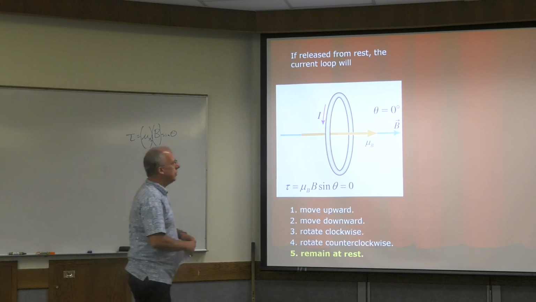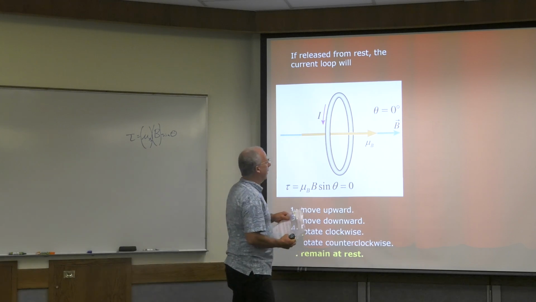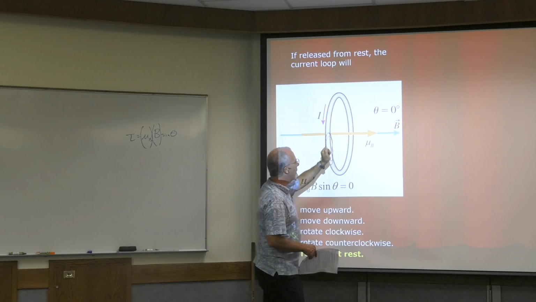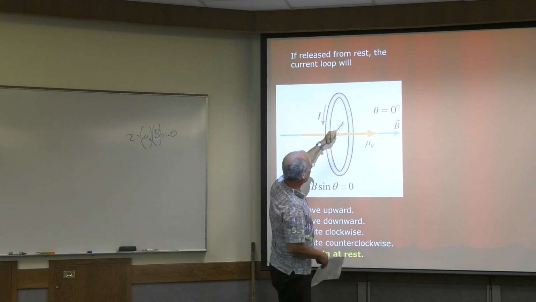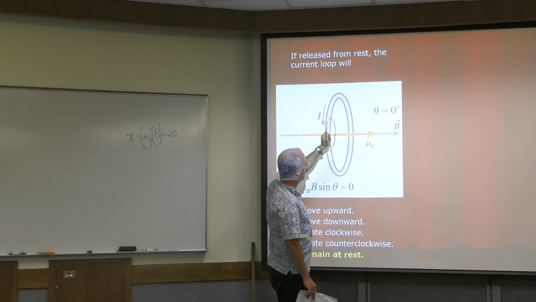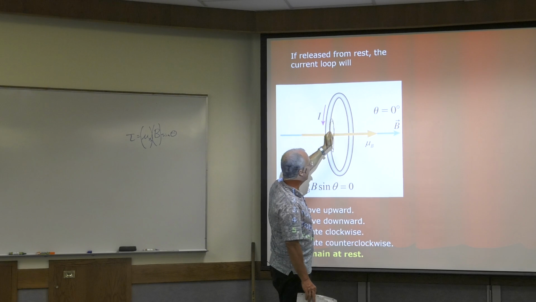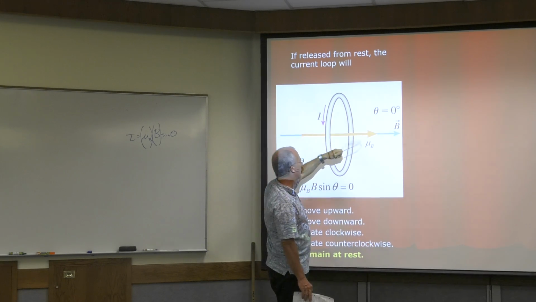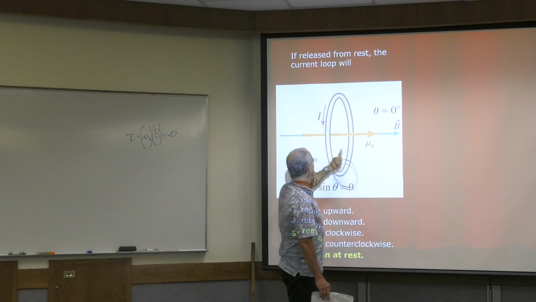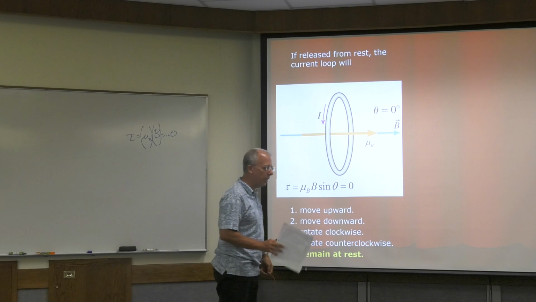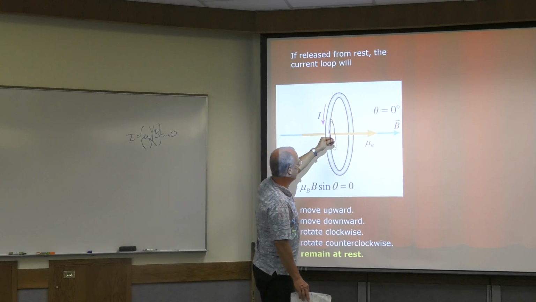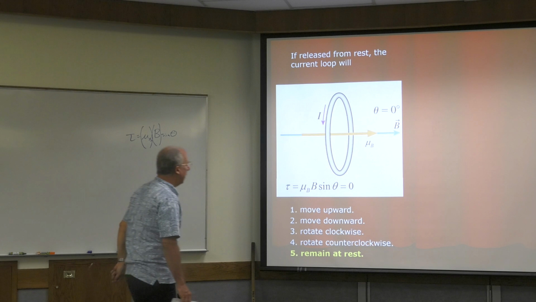Okay. So what we're saying is, if you have a current loop, it doesn't want to be like this. It doesn't want to be like that. It wants to be like this, right? Because if it's like this, it's in equilibrium. The torque is equal to 0. So this is the preferred direction where mu B is parallel to B, where theta is 0 degrees, right? It wants to be in equilibrium where the torque is 0. So that's what we just said, right?